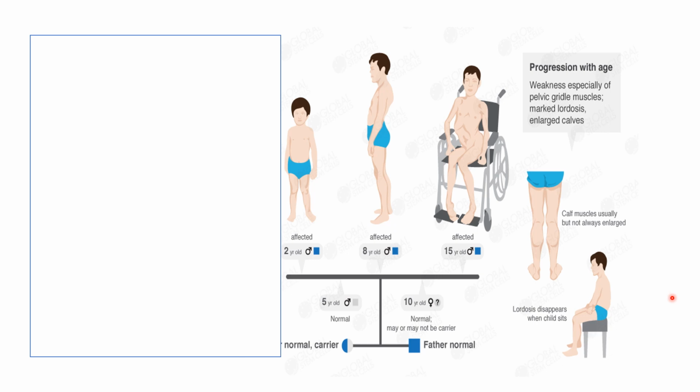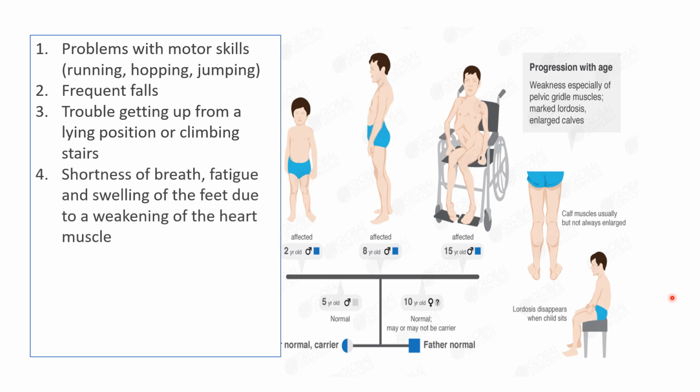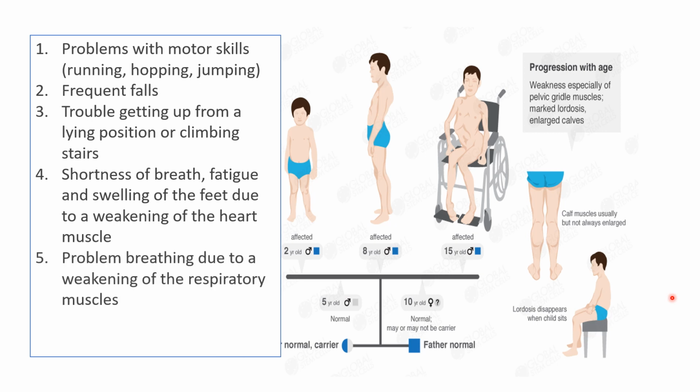Whenever a child is born and starts walking, with milestones, for example, running, hopping, jumping, there is a problem with the motor skill. He will frequently fall. He will have trouble in getting up from the lying position or even climbing the stairs, which is also seen as Gower's sign. Shortness of breath will develop because respiratory muscles are involved. Fatigue will be there. Swelling of the feet may be due to the weakening of the heart muscle, resulting in characteristic edema. The problem of the breathing, as we said, respiratory muscles are involved.